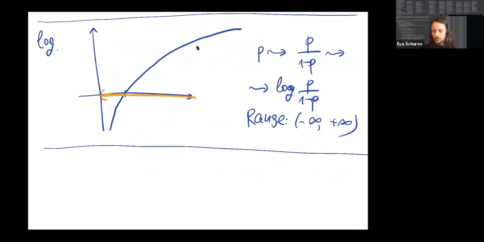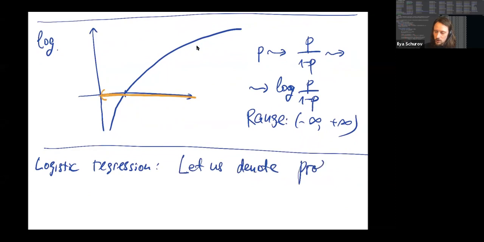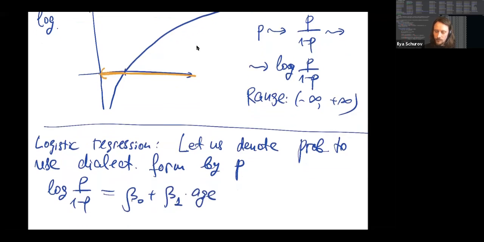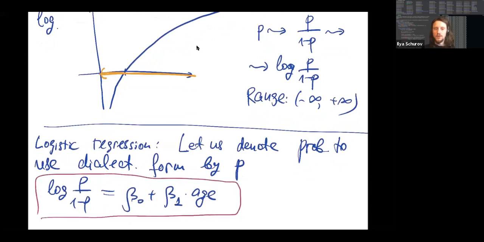Now our model, our logistic regression, works like the following. Let us denote the probability to use the dialectical form by P. And then we write it like the following. Our model is that the logarithm of odds is a linear function of H. This is our model.